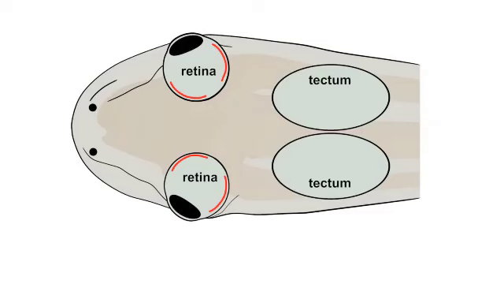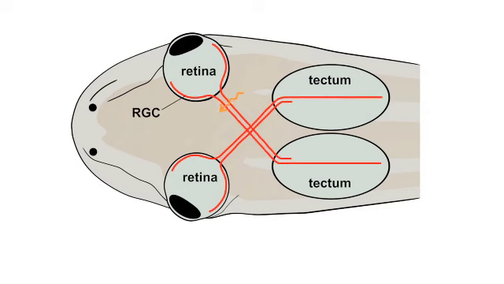In amphibians, retinal ganglion cells, or RGCs, project their axons from the retina to the tectum along the optic nerve. When damage occurs to the optic nerve, amphibian RGCs have the amazing ability to regenerate axons and reestablish connections between the retina and tectum.